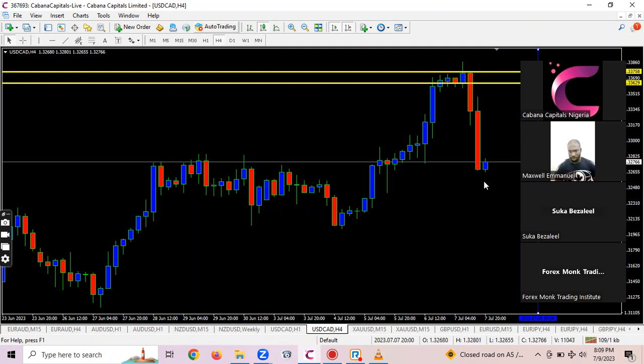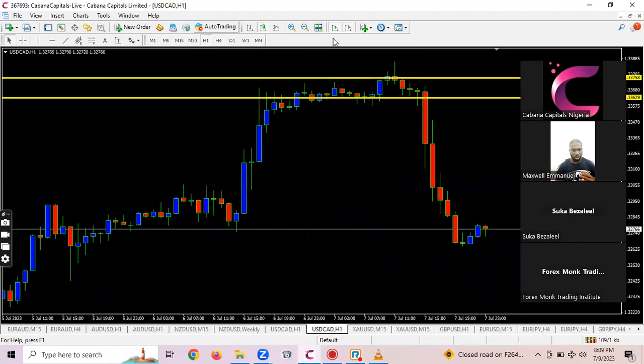So after this impulsive move, we should expect a pullback tomorrow and Tuesday. So my bias on USD CAD is bearish, but I expect price to pull back to a resistance level. So let's go down to 1 hour. A resistance or a fair value gap.